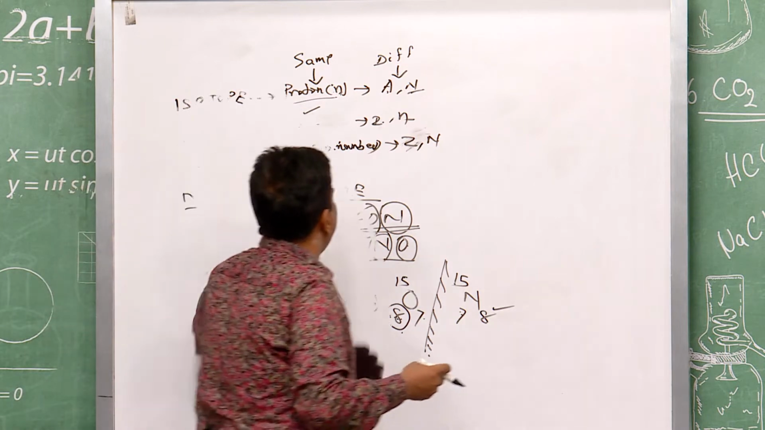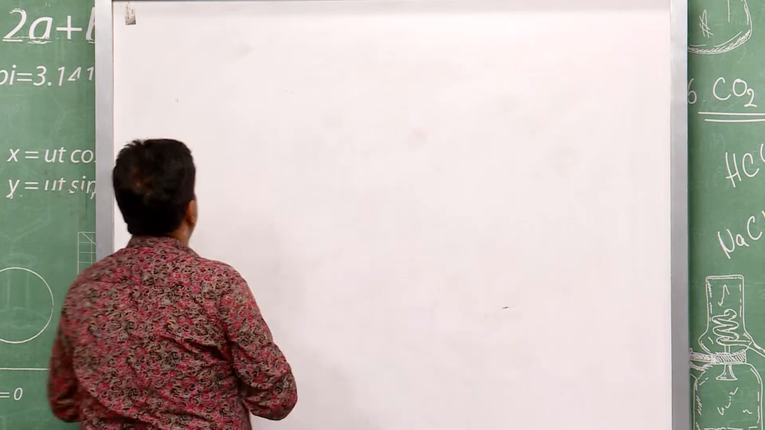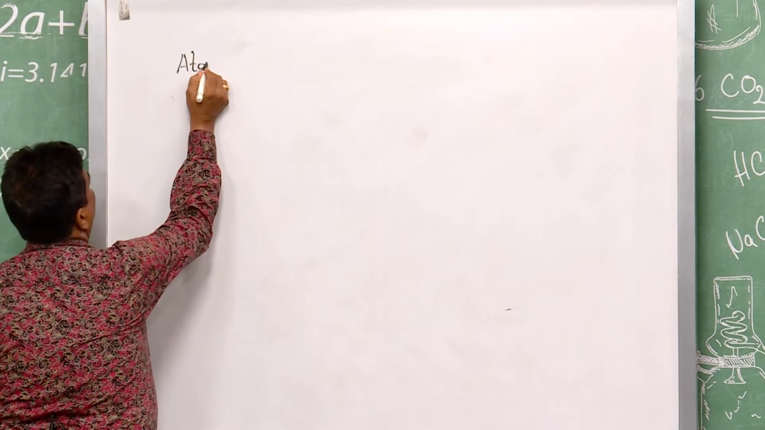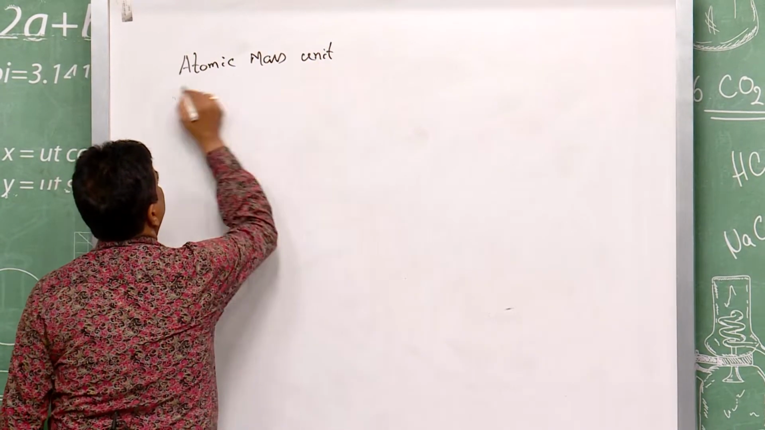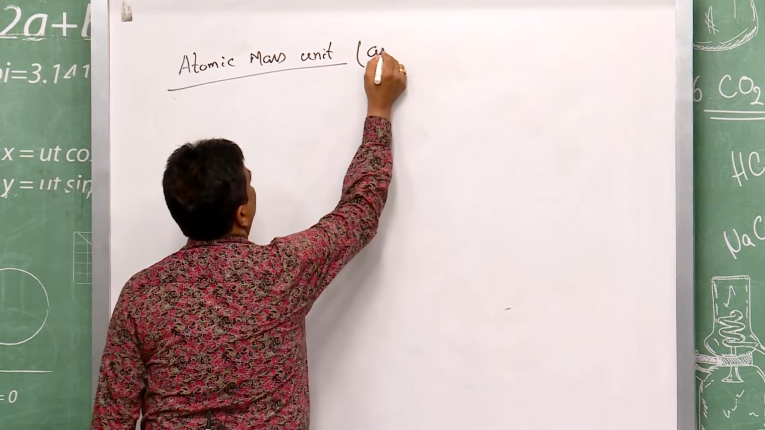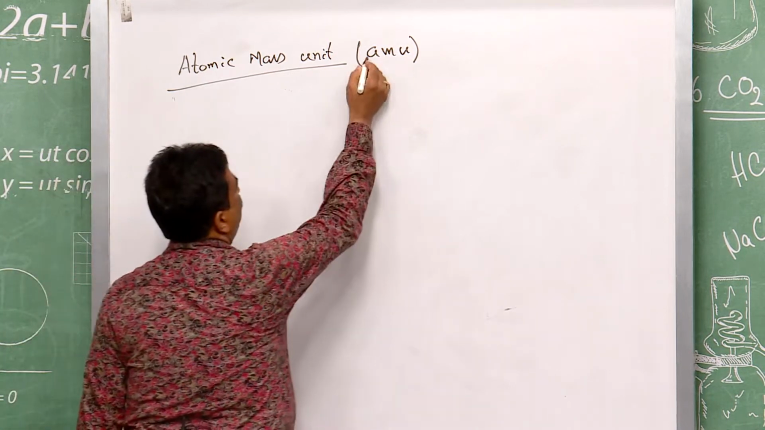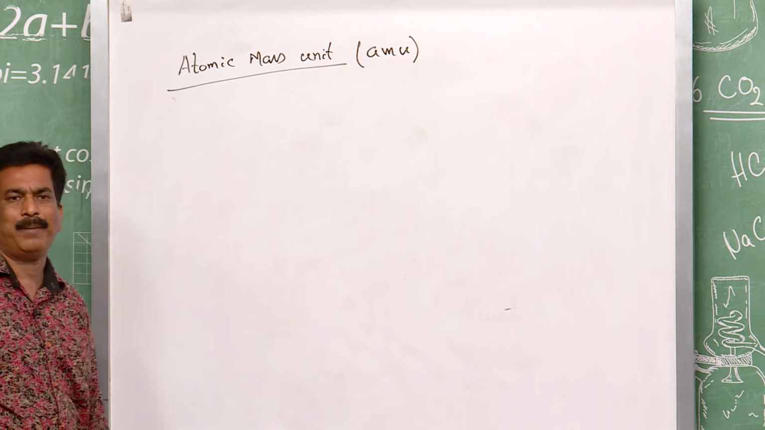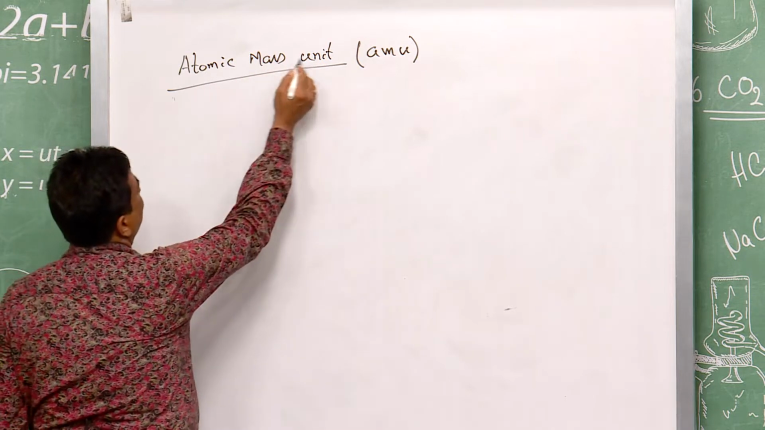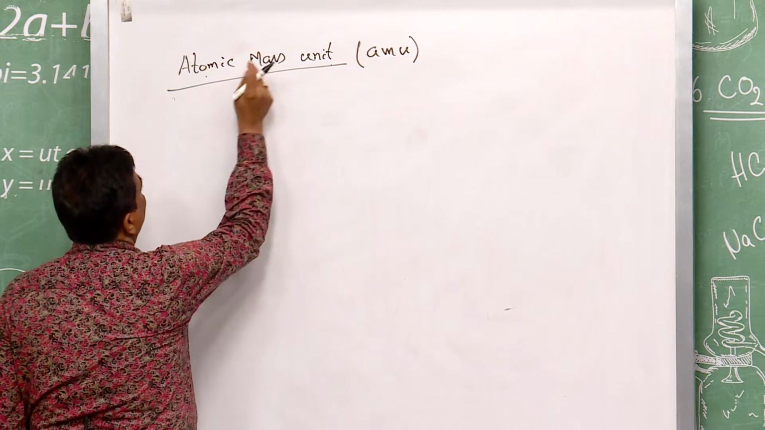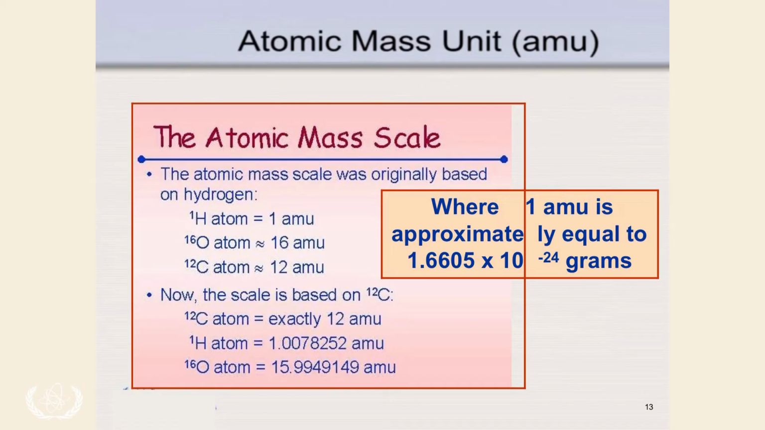And now we are going to discuss the atomic mass unit. In small form it is written as AMU, which is pronounced AMU, atomic mass unit. So the atomic mass unit means the unit used for finding the mass of an atom, and that is known as the atomic mass unit.